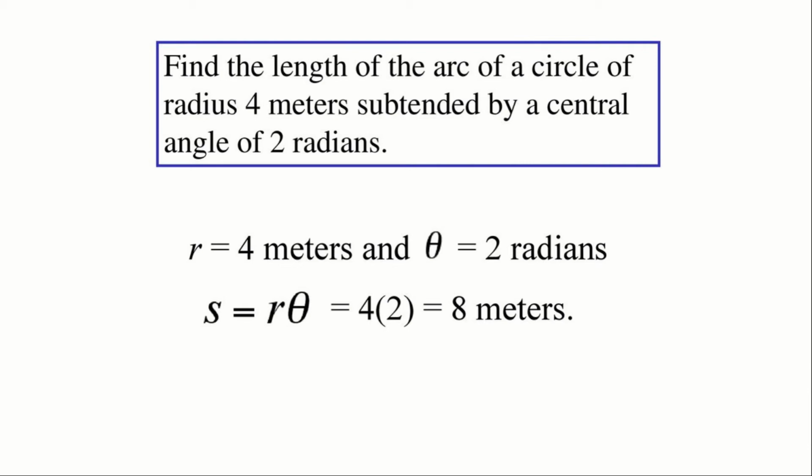The radius of the circle is 4 meters and the central angle is 2 radians. So 4 × 2 is 8 meters. So the arc length is equal to 8 meters. This is the way of finding the length of an arc s.